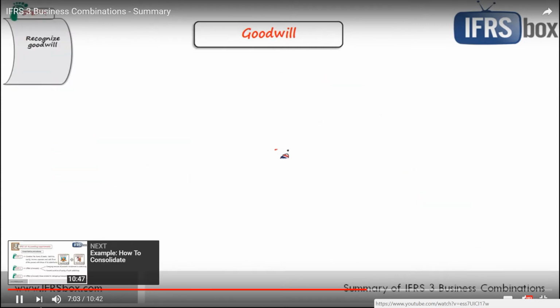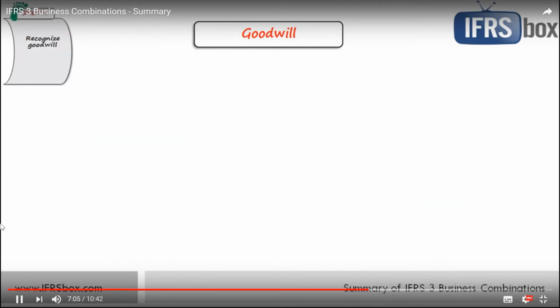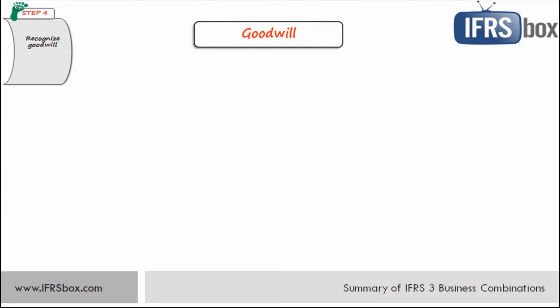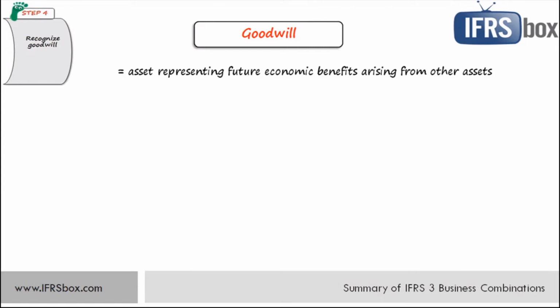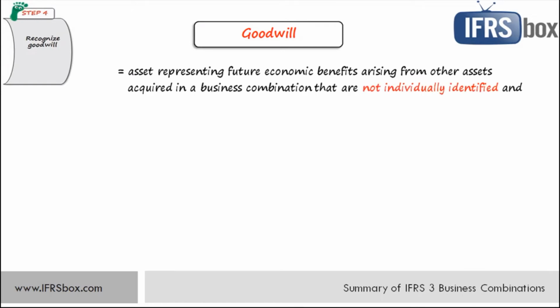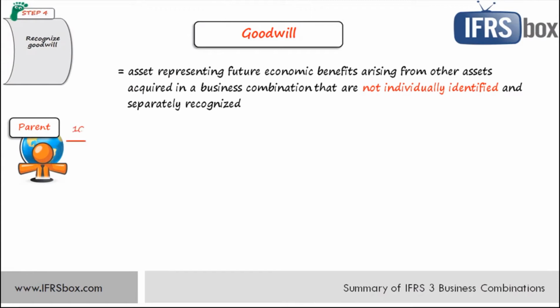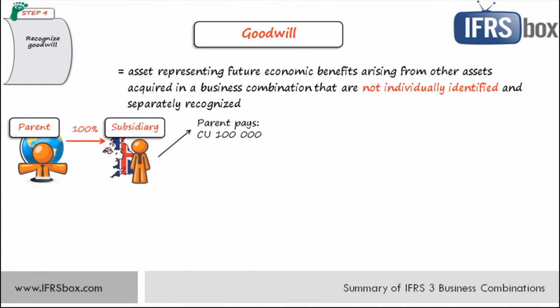Step number 4, recognize and measure goodwill or a gain from a bargain purchase. Goodwill is an asset representing future economic benefits arising from other assets acquired in a business combination that are not individually identified and separately recognized. So let's imagine a parent buys 100% shares in a subsidiary. The parent pays 100,000 currency units for these shares in cash, and at the date of purchase or acquisition, the subsidiary's net assets or equity was 80,000 currency units.